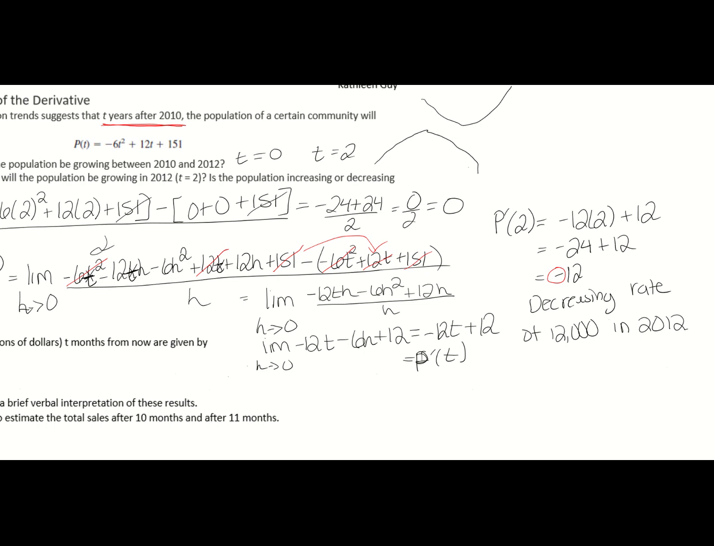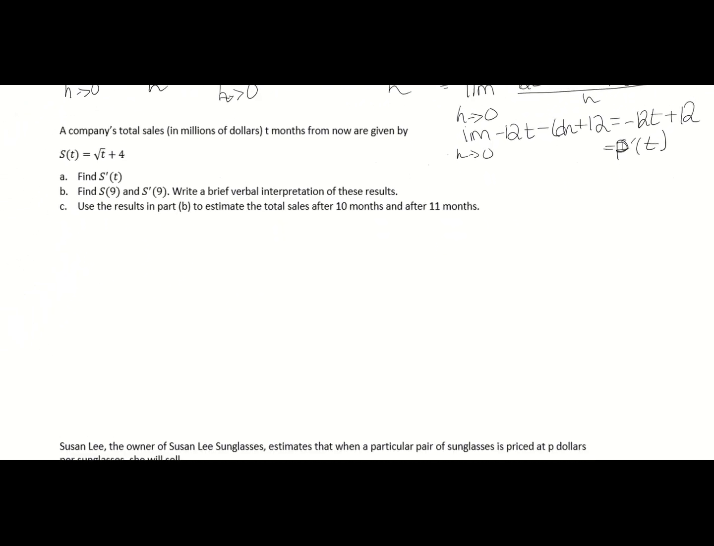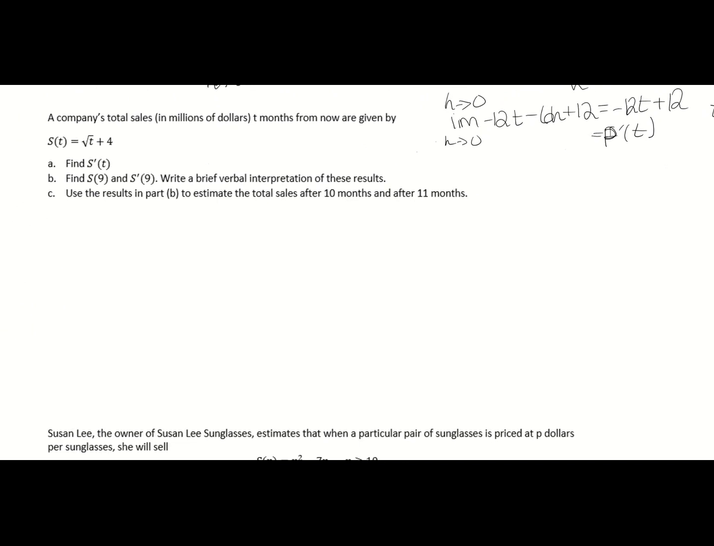Okay, let's do another one. Now we're looking at sales. A company's total sales in millions of dollars, and again, remember it's important to look at how it's measured. T, now in months from now, is given by the following function. Find S prime of T. So we need to do the derivative.